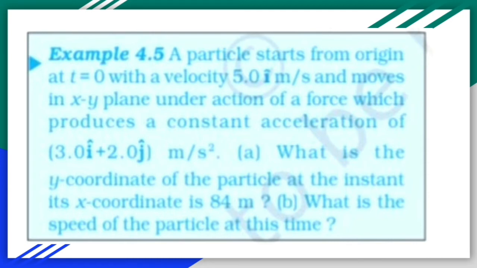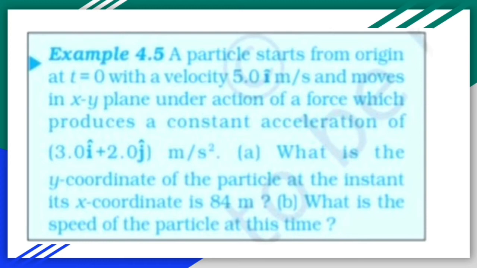Okay, so it's given that particle starts from origin. Origin means what? 0, 0. That means x0 is 0 and y0 is 0. And it starts with the velocity 5i meter per second. What does it mean? 5i meter per second is initial velocity, that is vector v0. So here, as we read the question, we know it is given x coordinate, y coordinate and all. So we will do the problem in component form. That is the easiest way.